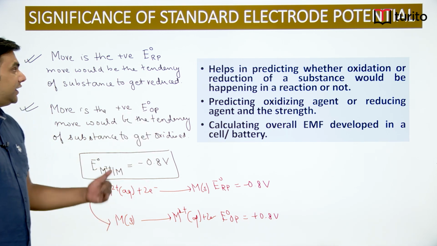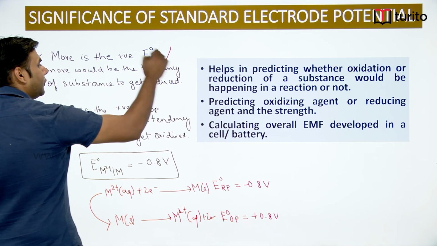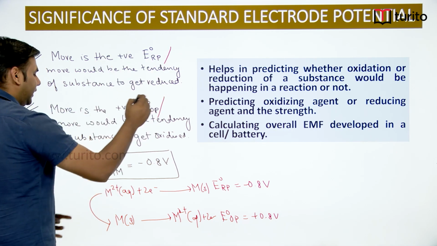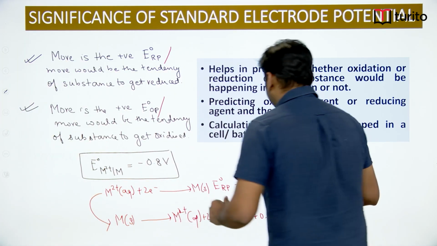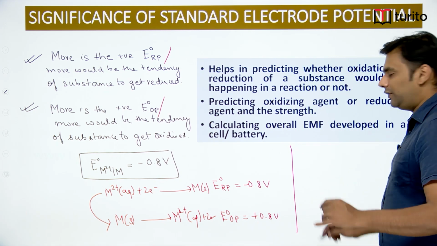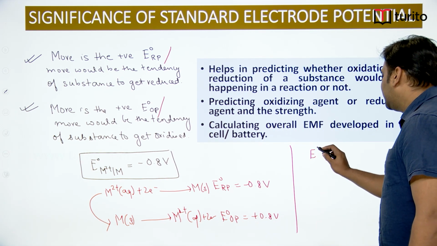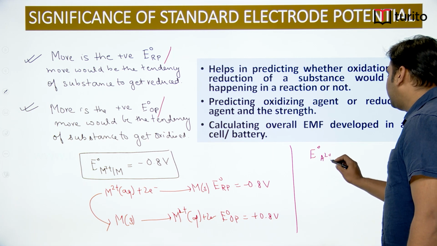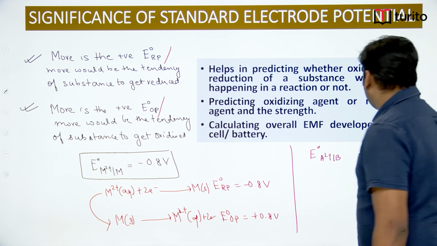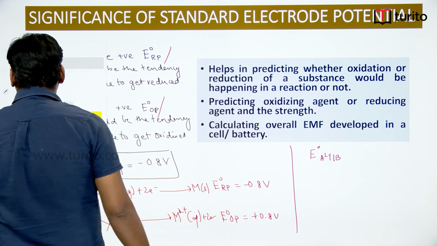Or we can also say that suppose we are having two metals. Suppose we have been given two metals, say the standard reduction potential of a metal A plus.